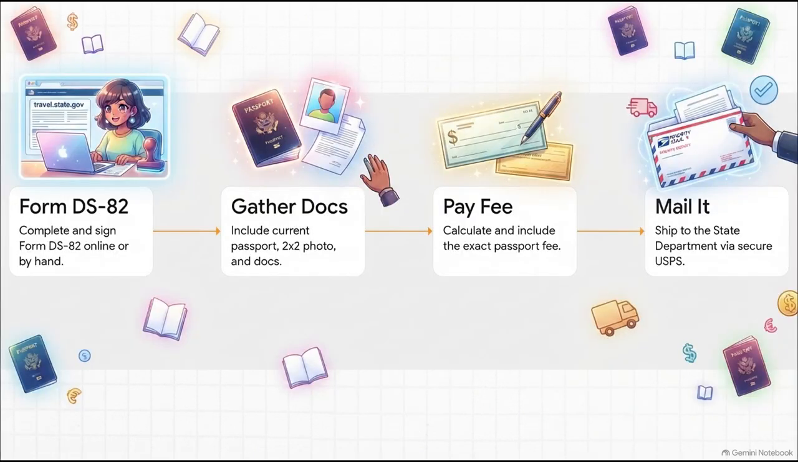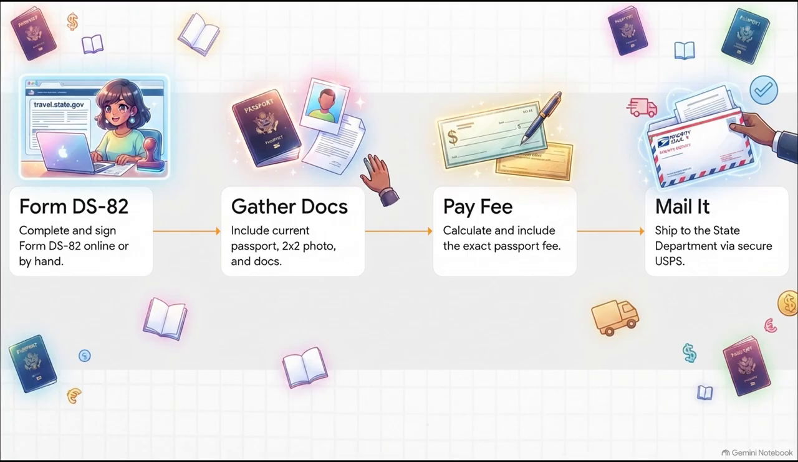Breaking it down using the US process as our main example, the mail-in renewal is just 4 super straightforward steps. First, jump on travel.state.gov to complete and print Form DS-82. And hey, don't forget to sign it. Second, gather your most recent passport, a fresh 2x2 color photo, and any name change documents if you need them. Third, grab a check or money order for the exact fee. Finally, package the whole shebang up.